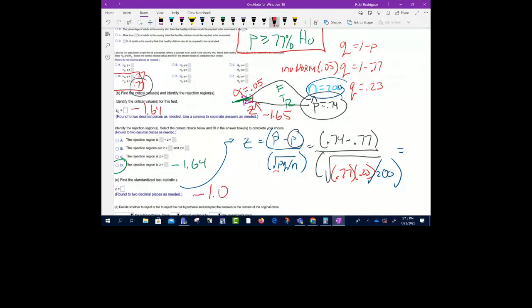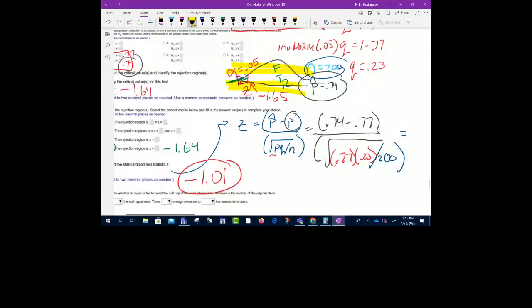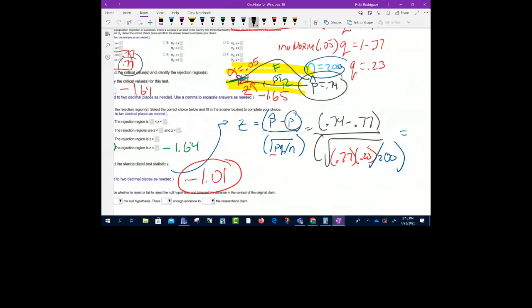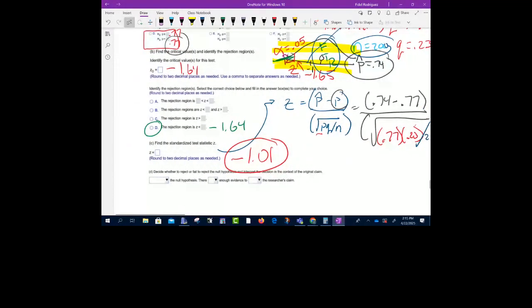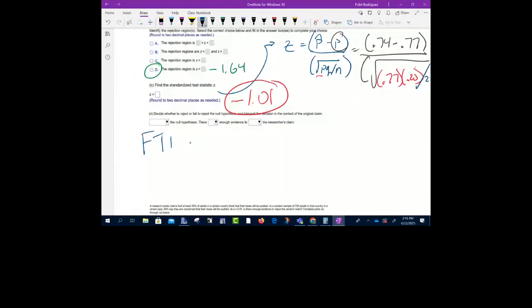So right here, y'all, I'm coming up with a negative 1.01, okay? So y'all, I need to figure out where that number falls on my picture, okay? So look, if we know that the number right here in the middle is 0, and that's negative 1, our number would be, boom, right about there, negative 1.01. So we are in the fail to reject region, right? So look, y'all, we're going to come back over here. And we're going to say we're going to fail to reject, right?